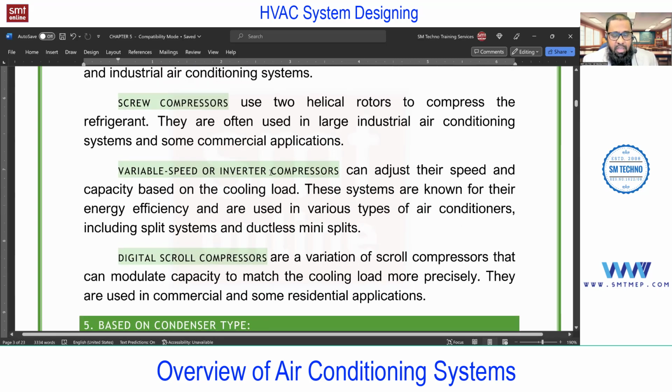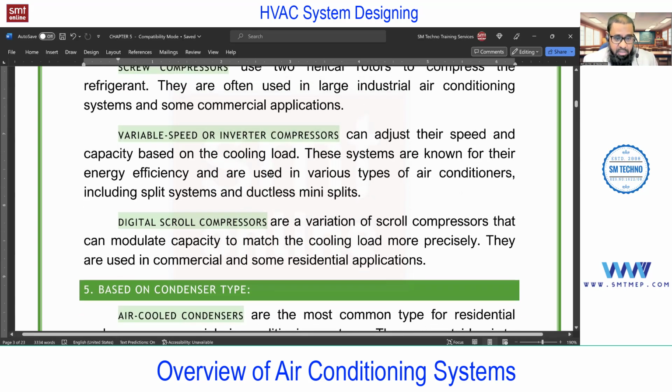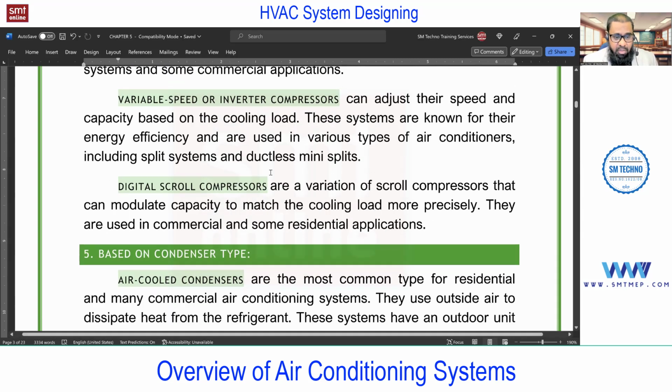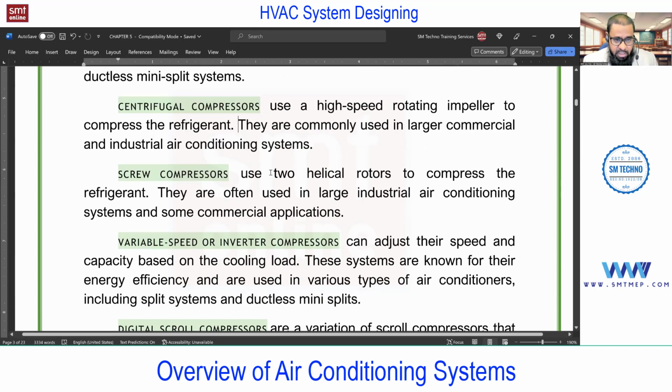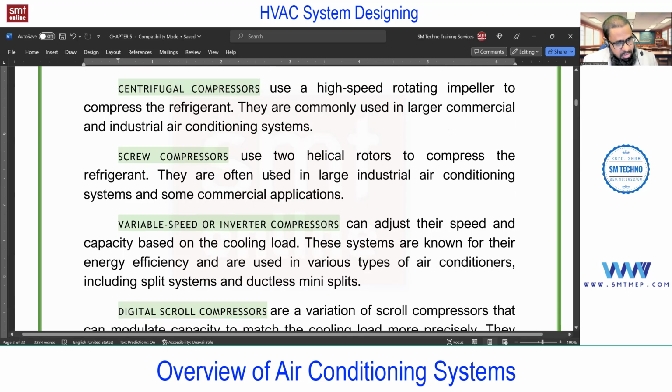Next, we have the variable speed compressor. Now we are using it in actual practice. Even in the split system you'll find this variable speed inverter type, so that we can expect better efficiency. Next, we have a digital scroll compressor, which will further help to reduce the power consumption, and this is more precise compared with the normal compressors. So these are the different types of compressors. So again, the system can be classified as per the compressor. We have scroll compressor chillers, screw compressor chillers, reciprocating compressor chillers, etc.